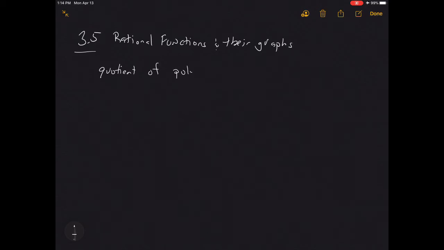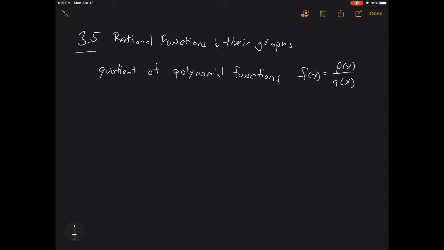of polynomial functions. And if you recall, polynomials are defined to be any function where the variables are raised to only whole number exponents. That was the polynomial function. So technically we could write this as f of x is some polynomial function over some other polynomial function.